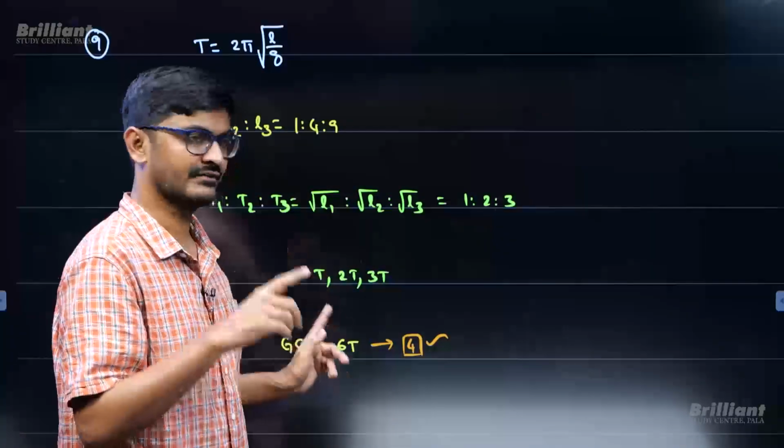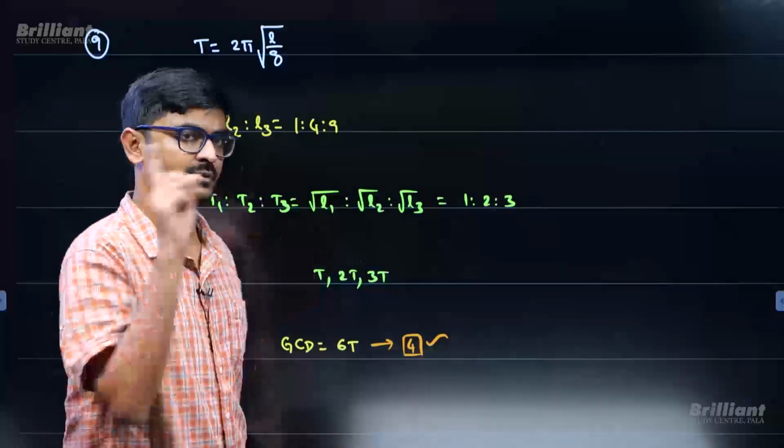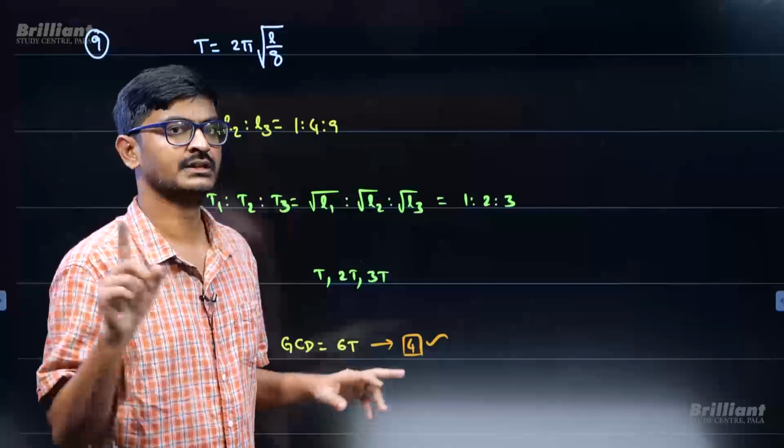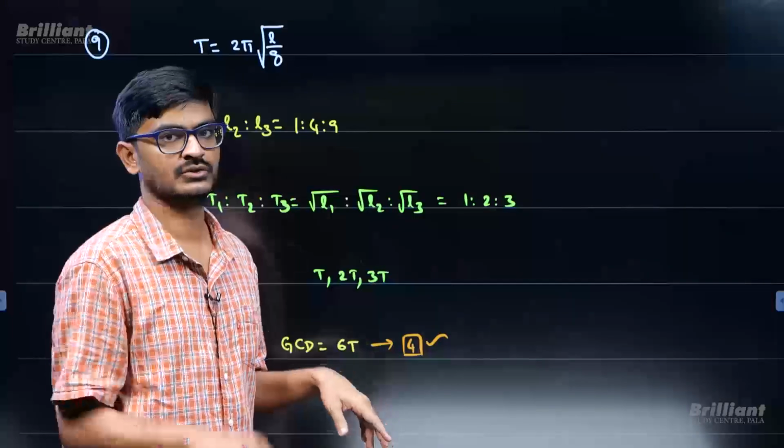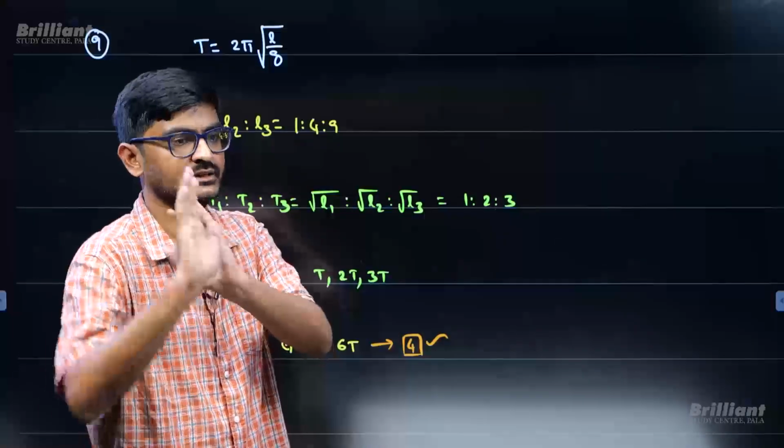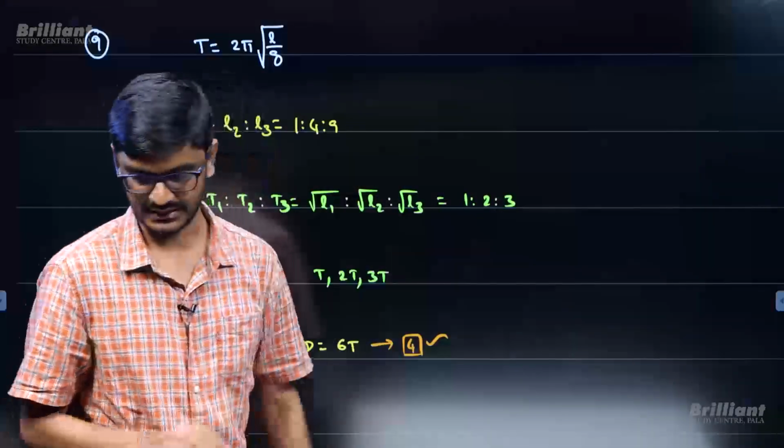That you can see, right? After 6T, this one would have performed 6 full oscillations, this would have performed 3 full oscillations, and this would have performed 2 full oscillations. Now everything has come back to the same point and is moving in the same direction.